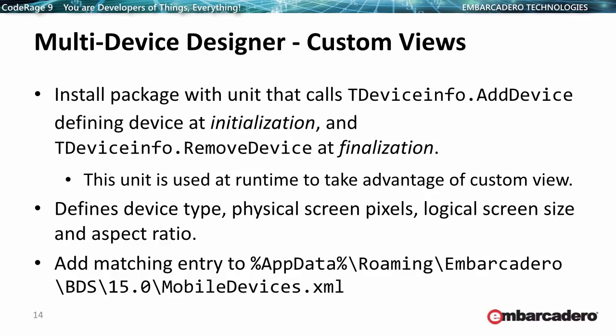Now in the IDE, you're going to add a matching entry in that XML file, that mobiledevices.xml file that describes that device. Now I'll give you a link at the end that shows an example of how to build one of these. It's pretty straightforward, pretty easy to do. And you can build one of these or use the ones I've already built for the Moto 360 and the Galaxy Gear Live Android Wear watches.